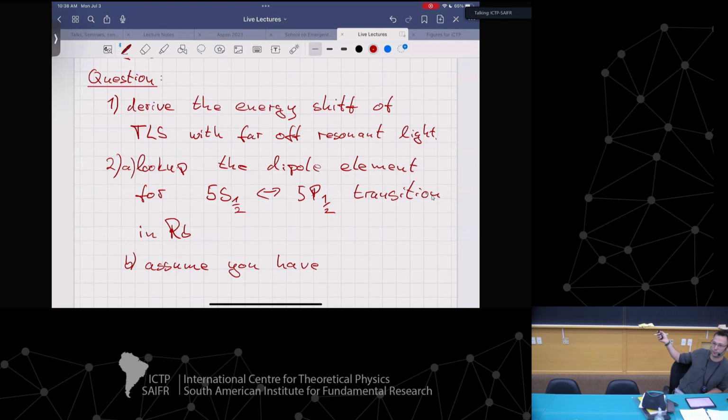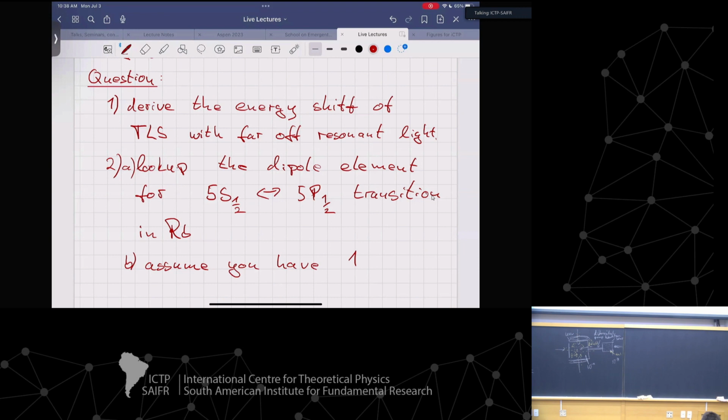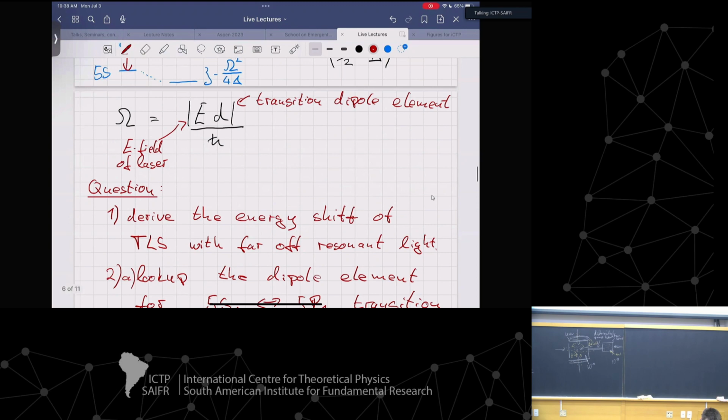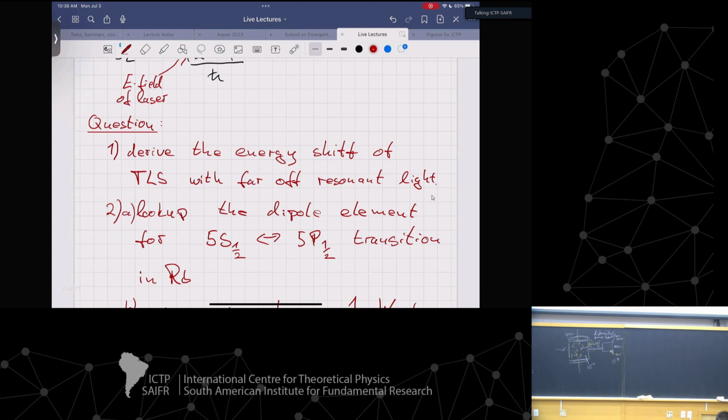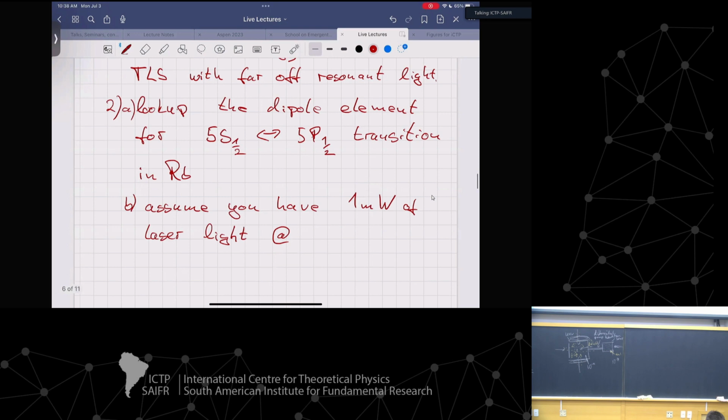So assume you have 1 milliwatt of laser light, and I need to give you a wavelength, because in the end, the shift will depend on delta. So delta is the detuning from your optical transition. So you also need to look up the wavelength of 5s 1/2 to 5p 1/2. There I drew the 5p 3/2. Now I'm interested in the 5p 1/2. And I'm going to give you laser light at 810 nanometer. Longer wavelength means lower in energy. So I'm going to be red detuned, and not just by a little bit, but really by several nanometers.